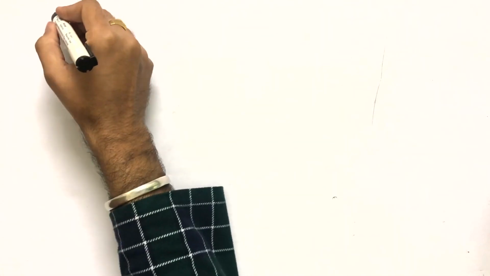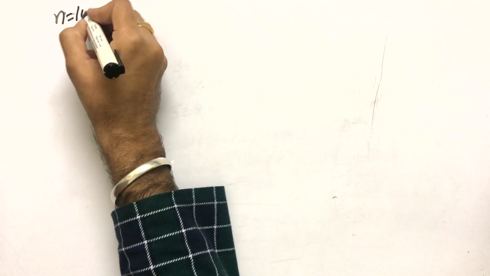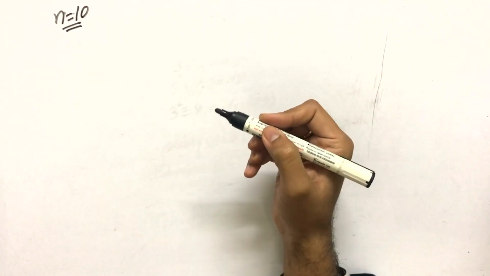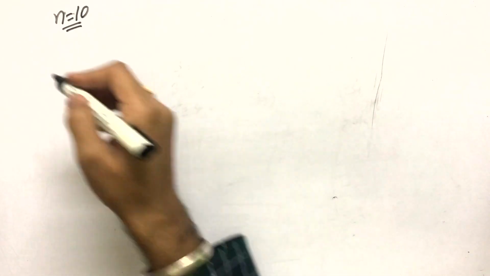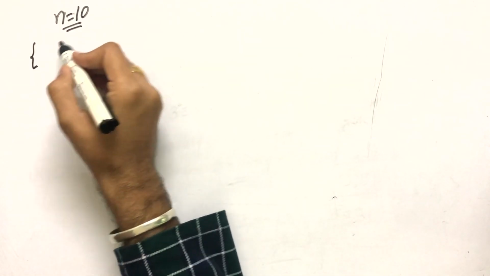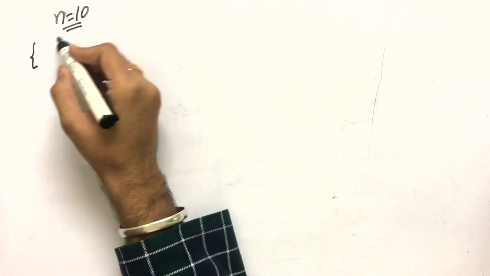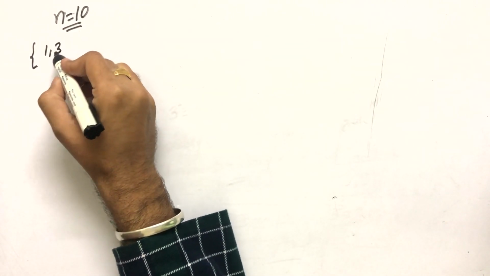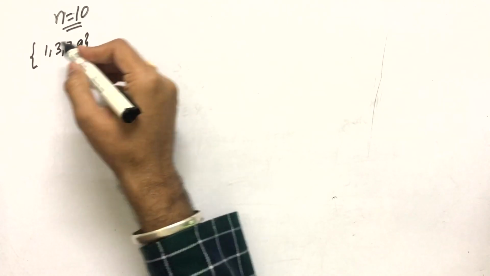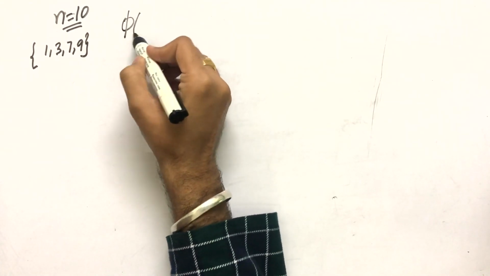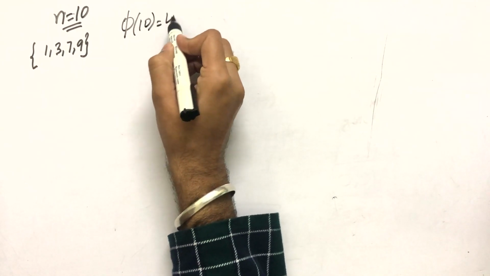Let the next number be n is equal to 10. The question is to find all the primitive roots modulo 10. First of all, we write those numbers which are relatively prime to 10. What are those? 1, 3, 7, 9. So very easily, how many are they? Phi of 10 is 4.